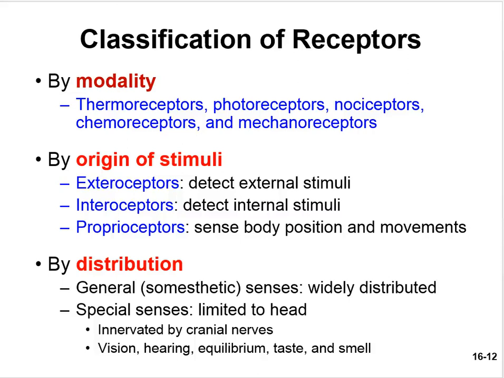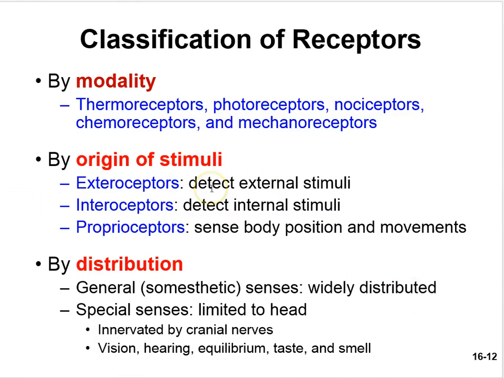Last listed there is the mechanoreceptors. Those respond to mechanical changes or pressure. So for instance, auditory info from your ear is responding to pressure waves, pressure changes in the air, which then is transferred to sound.